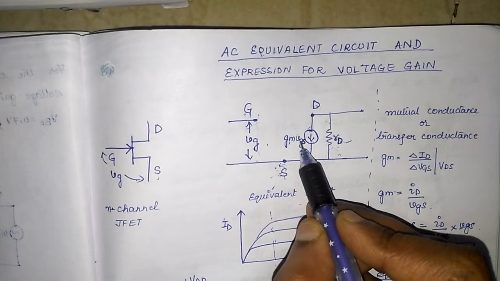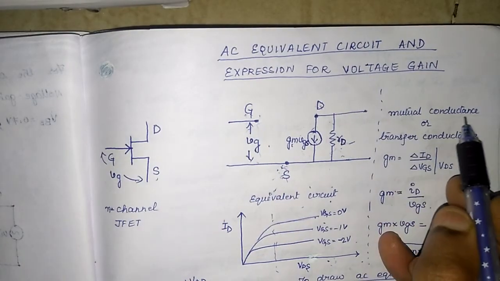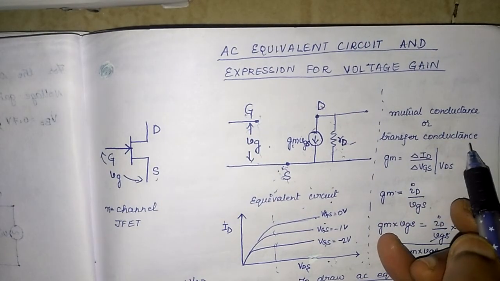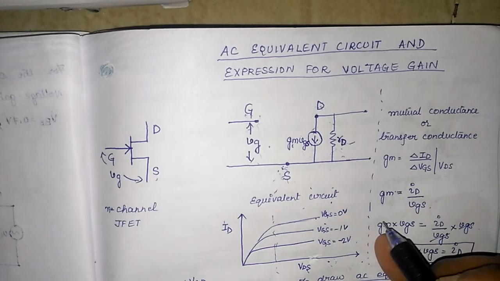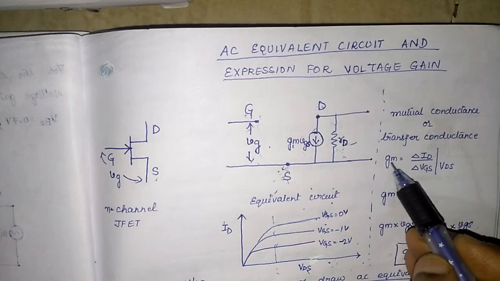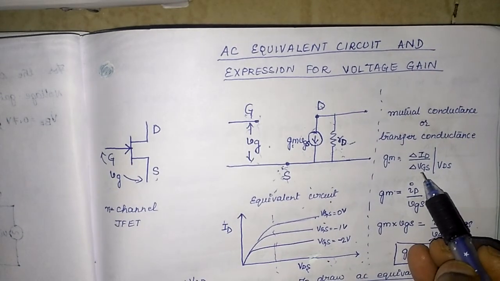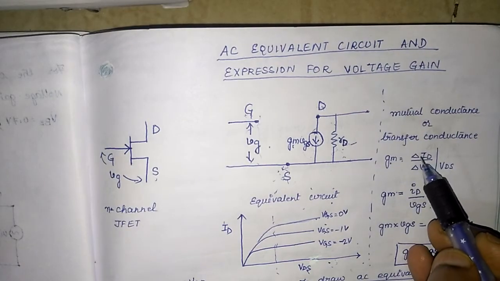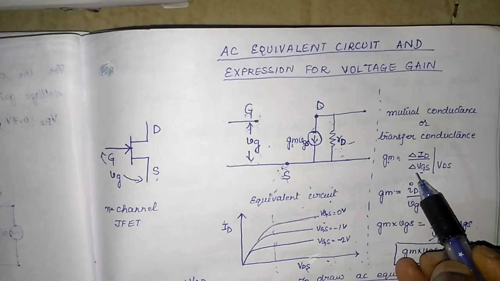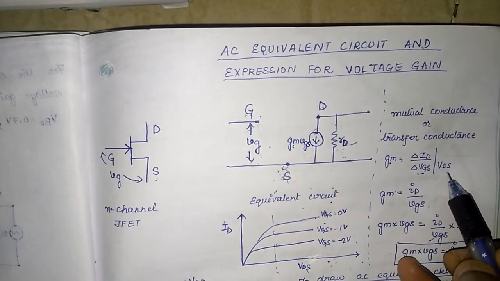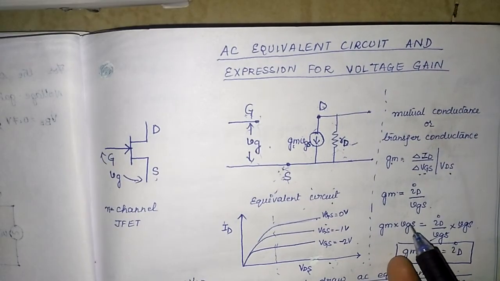Now please note what is written here. It is written gm into VGS. So I hope you know what gm is. gm is called the mutual conductance or the transfer conductance of the JFET. What is conductance? Conductance is the reciprocal of resistance. So gm is defined as the ratio of change in current to change in voltage. For a JFET, it is the ratio of change in drain current to change in the input voltage VGS for constant values of VDS.